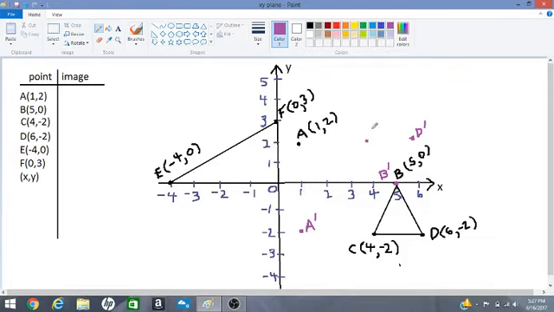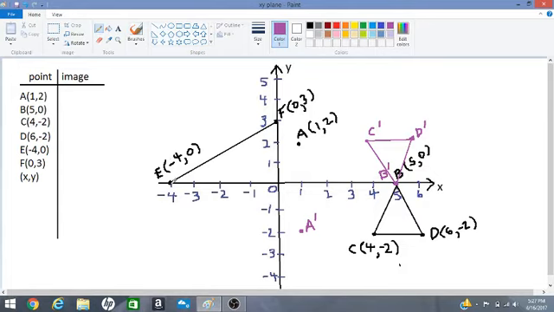Okay. C prime. So let's connect these points with line segments. Okay, so that is about correct there. Now let's reflect line segment EF in the x-axis.